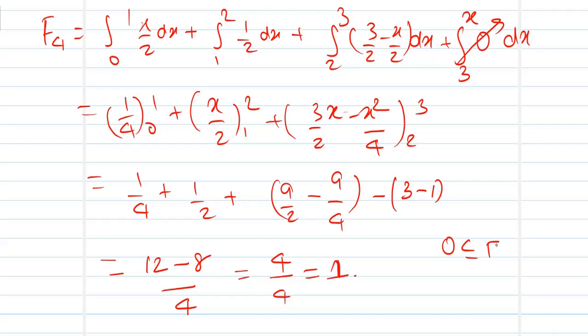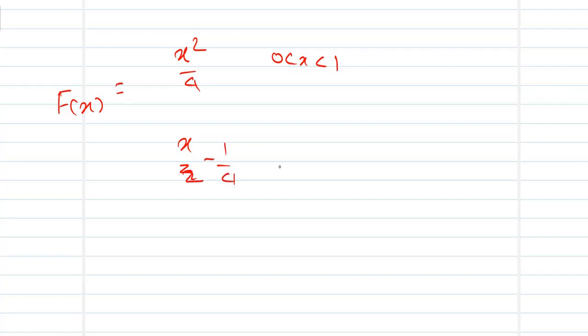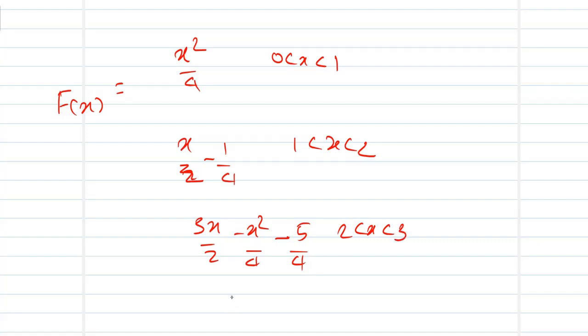We keep collecting that the cumulant always varies between 0 to 1. So we have reached the end point 1, and hence this forms the cumulative values for your capital F of x. As a consolidation, your capital F of x can be written as, the first value is going to be x squared by 4, 0 less than x less than 1, and it is going to be x by 2 minus 1 by 4 for 1 less than x less than 2. It is going to be 3x by 2 minus x squared by 4 minus 5 by 4 for 2 less than x less than 3, and it is 1 for x greater than 3. That's it, we are done.